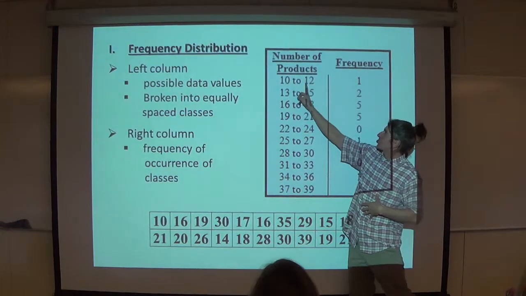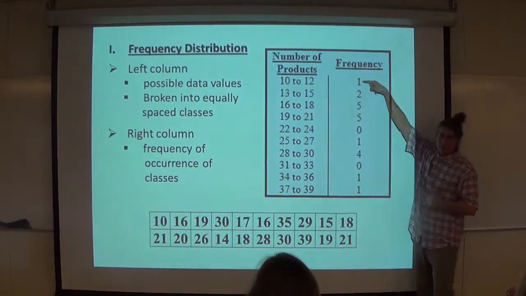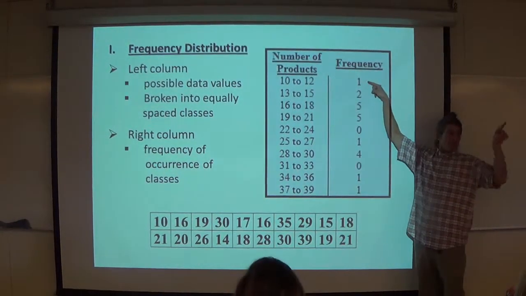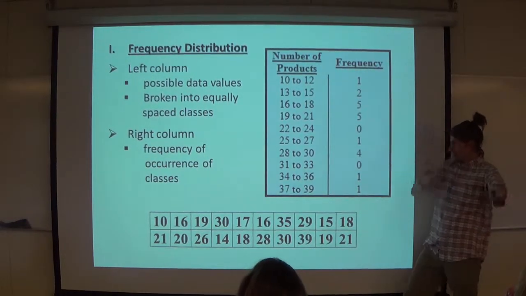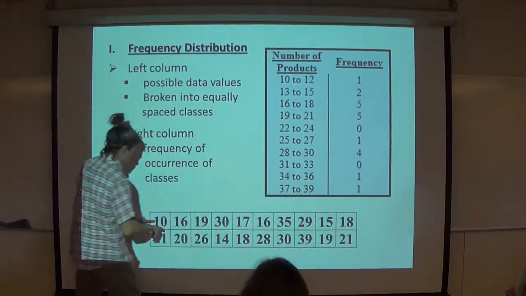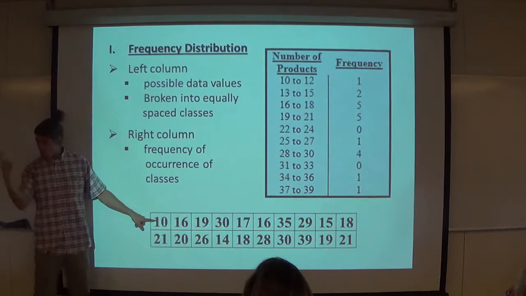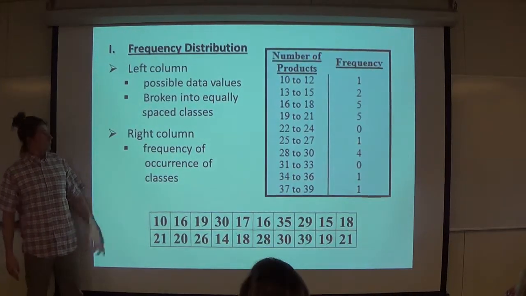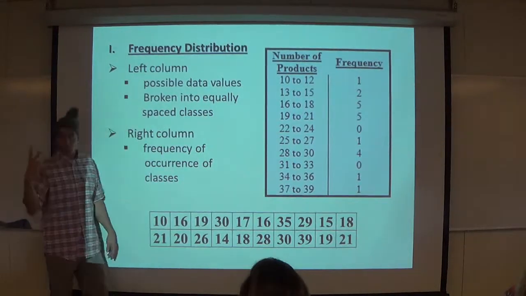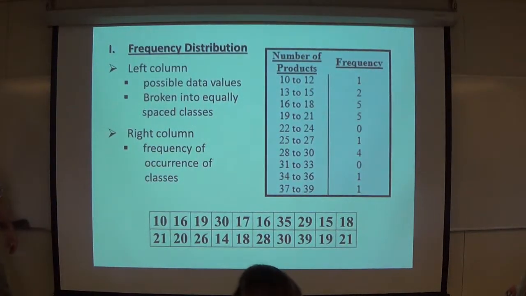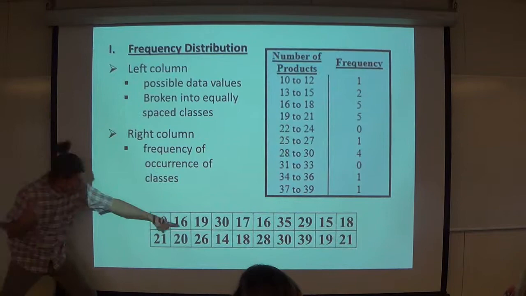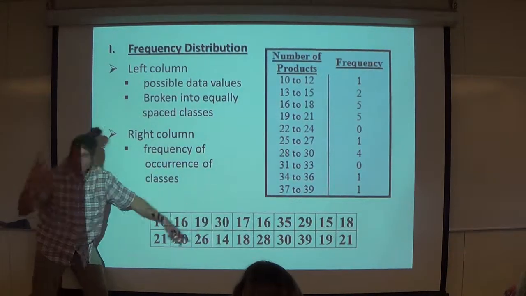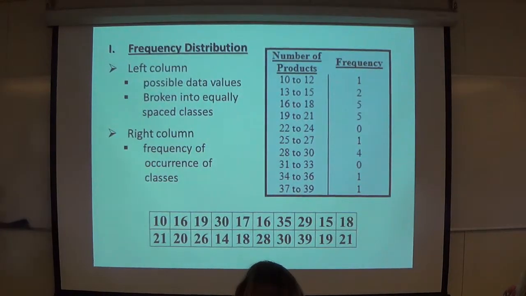Number of products, 10 to 12. Why is there a 1 here? Because there's only one 10. Because there is one 10 right there. Are there any 11s? No. Are there any 12s? So there is 1 data point between 10 and 12. That's it. 13 to 15, I see a 2. Why is there a 2? Because there's a 14, 2 data points, and there are 2 data points between 13 and 15 inclusive.